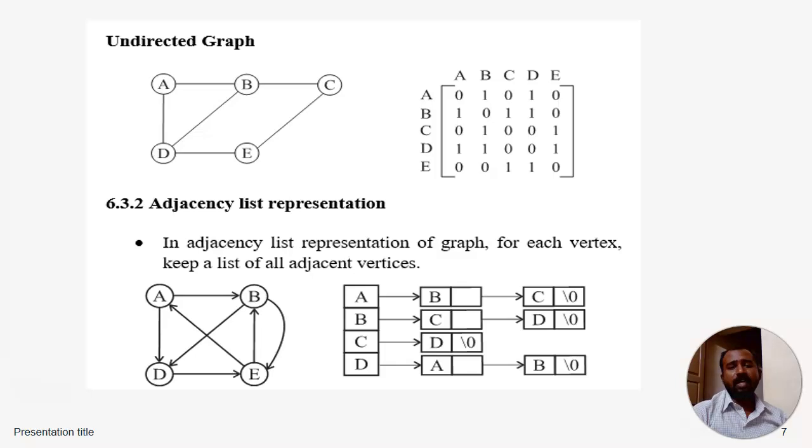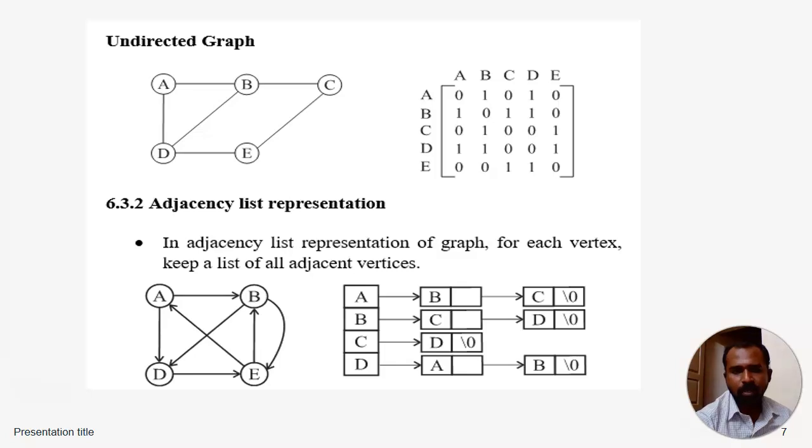Next we move to the topic adjacency list representation. In adjacency list representation of a graph, for each vertex we keep a list of all adjacent vertices. For example, A is the node, and A's adjacent nodes are B and D, which we represent as a list. The previous topic was matrix representation. This is the list representation, an example of list representation.